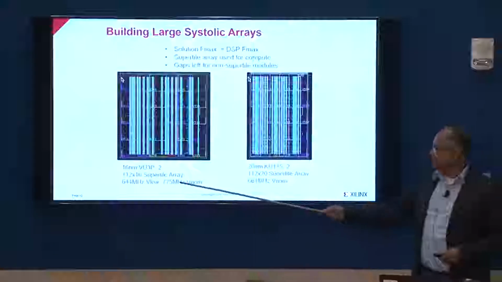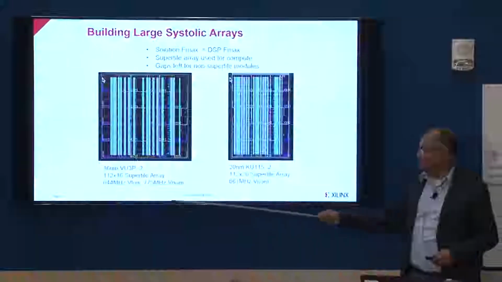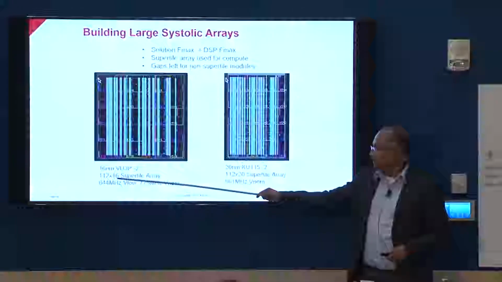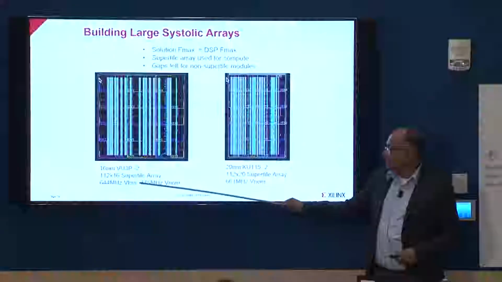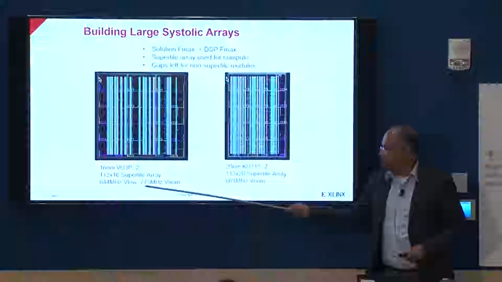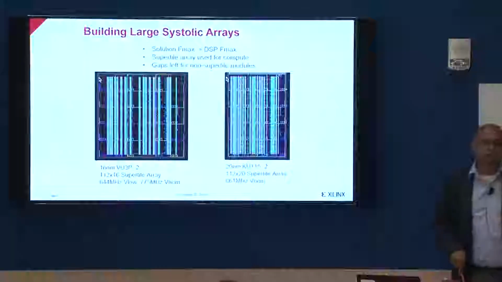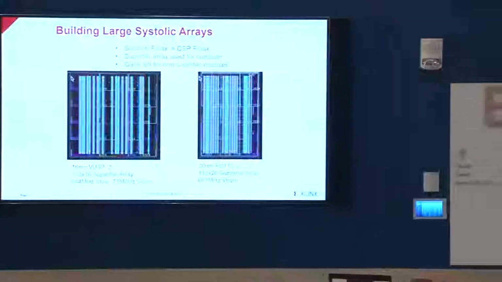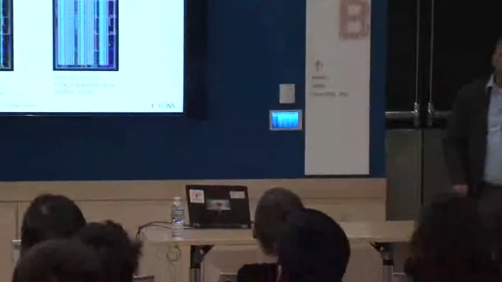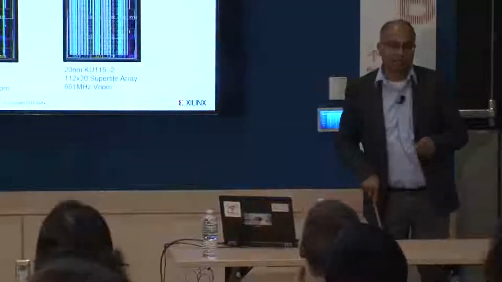arrays, right? So on 16 nanometer, we use 3P, which is one of our devices. You can build 112 times 16 supertile arrays, and it can run at a very high speed. This is our -2 and -3. Or on 20 nanometer, you could do this. So based on what kind of floor plan our devices have, the kind of systolic arrays you can build will vary.